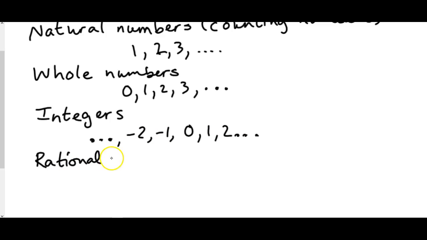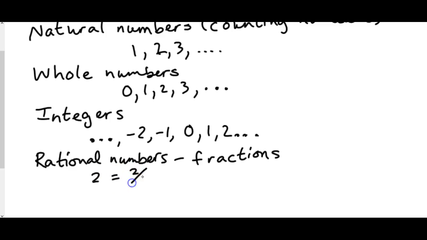Rational numbers include all the fractions, everything in between 0 and 1. So fractions, there's actually a lot of different ways to represent a fraction. If you had the whole number 2, 2 can be written as 2 over 1. That can actually be written as a fraction. So 2 is a rational number because it can be written as a fraction, an integer, a whole number, and a natural number.